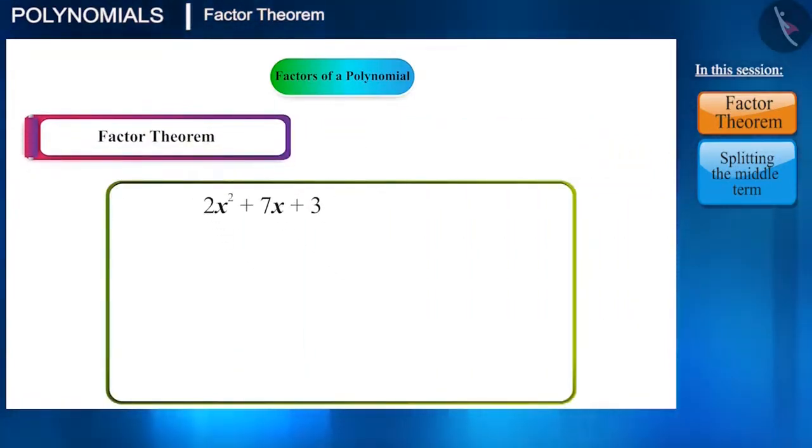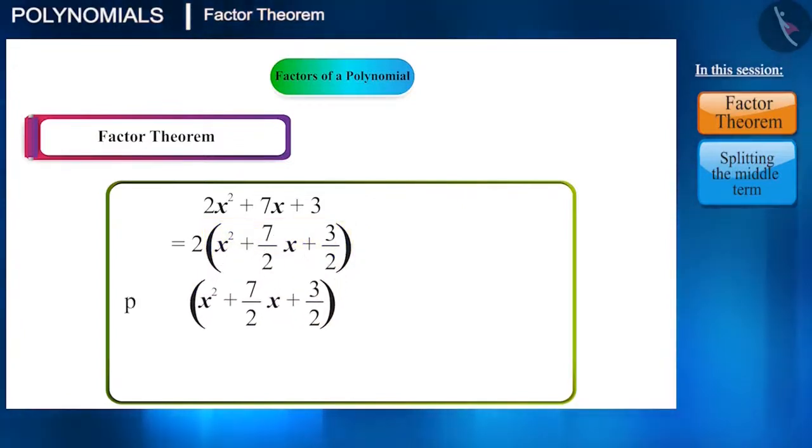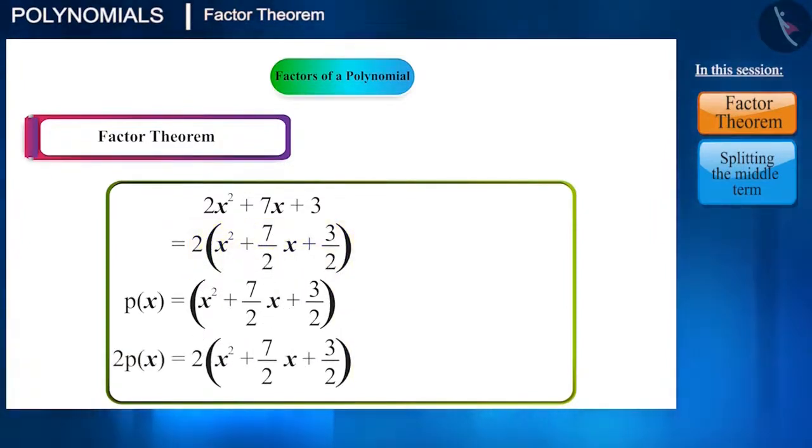The polynomial is 2x squared plus 7x plus 3. To solve using this method, the coefficient of x squared has to be 1. So we can take 2 common out of it and write it like this: 2 of x squared plus 7 by 2 x plus 3 by 2. Now, if we write x squared plus 7 by 2 x plus 3 by 2 equal to p of x, then this will become 2p of x.